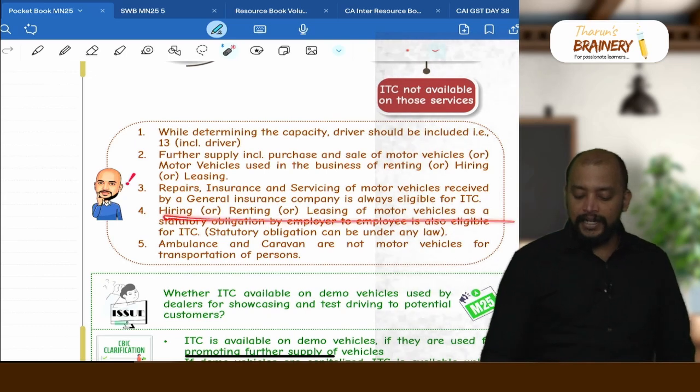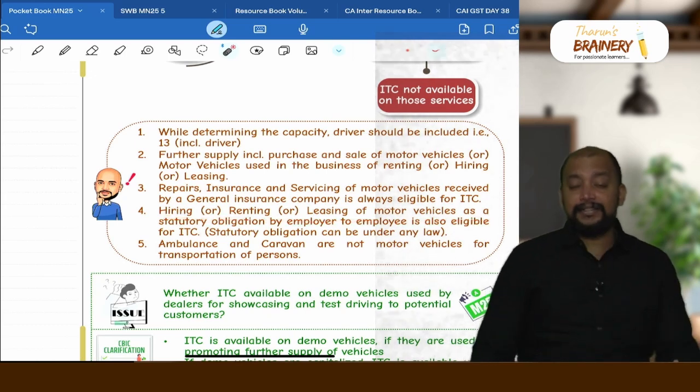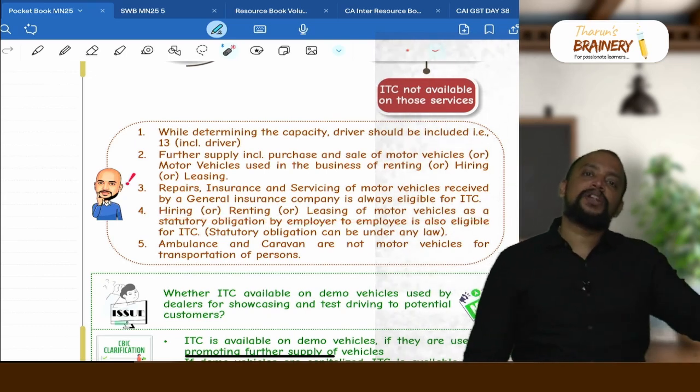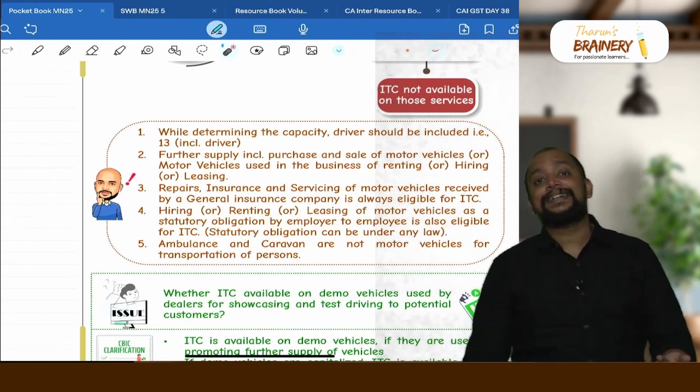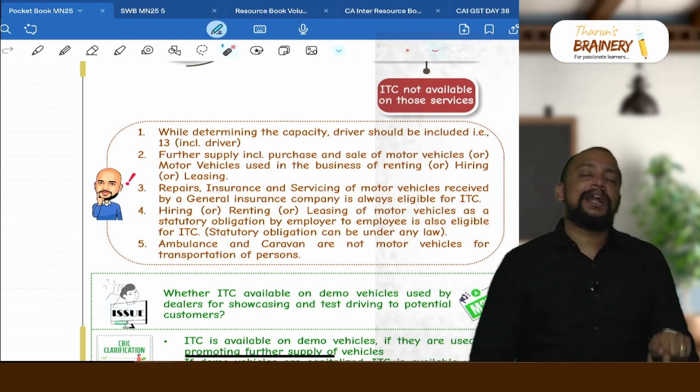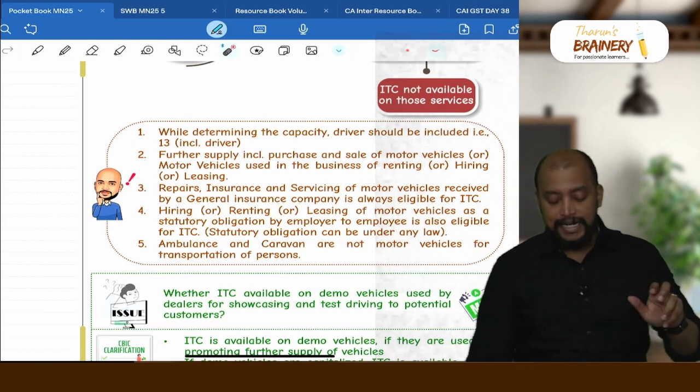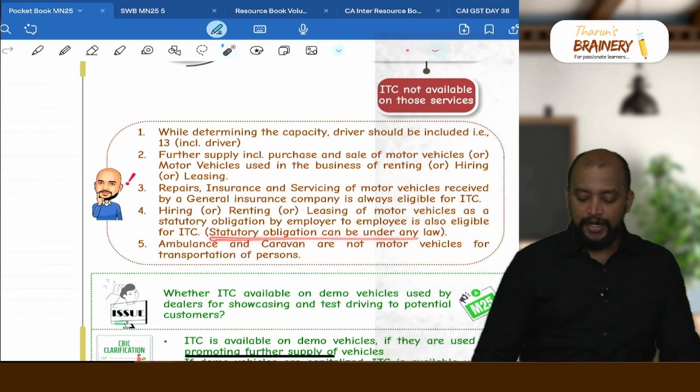Then hiring or renting or leasing of motor vehicles as a statutory obligation. Generally, if the motor vehicle purchased is not eligible for ITC, renting of motor vehicle is also not eligible for ITC. But if that renting of motor vehicle is under a statutory obligation, which is mandated under any law for the time being in force, ITC is available. Statutory obligation can be under any law.